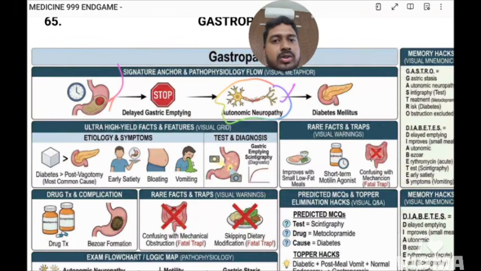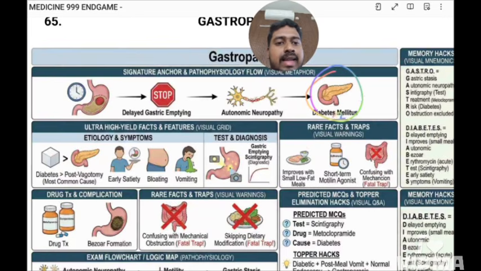The nerve supply coming to the stomach is affected, autonomic nerves, which in turn is seen because of diabetes mellitus. So diabetes mellitus is the most common cause of gastroparesis, followed by post-vagotomy. Vagotomy is a surgical procedure done when there is very excessive secretion of acid, that is severe gastritis. It was done earlier. So in post-vagotomy, what happens? Nerve supply to the stomach is hampered, as a result of which we'll have gastroparesis.